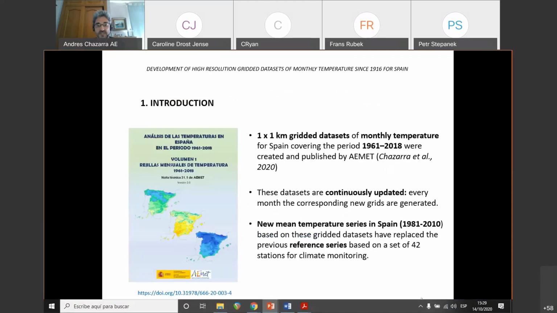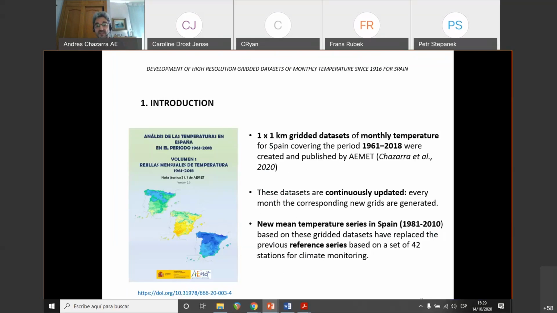We have recently created and published gridded data sets of monthly temperature for Spain with a spatial resolution of 1 kilometer, covering the period 1961 to 2018. You can see here on the left the cover of the publication, and in the bottom you have a link to the publication. I'm sorry because it's only in Spanish, but you can check it if you want.